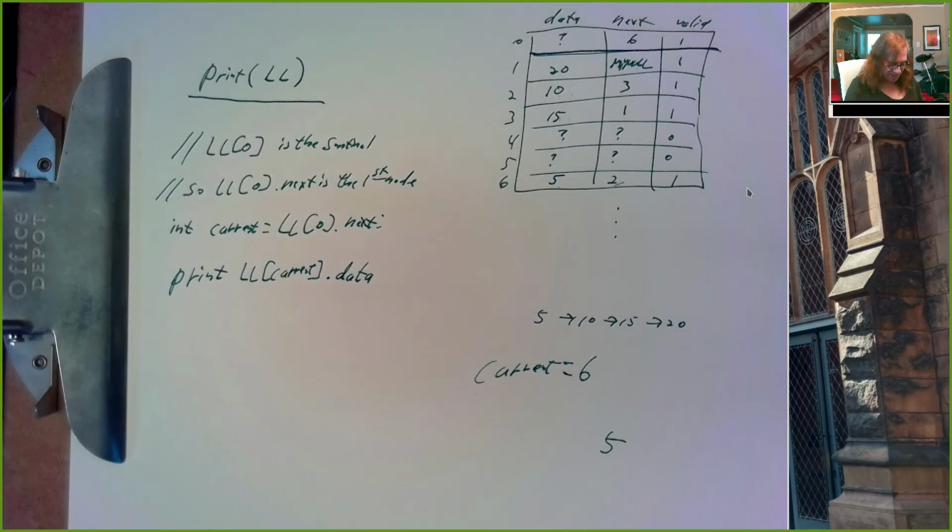All right, here's the magic part. How do I find the index of the next node in the list? You and I know the next node is 10. It's at an index of 2, but how do we find that 2 in code?